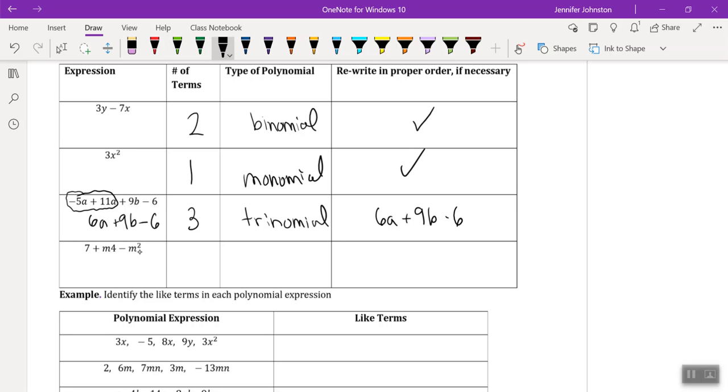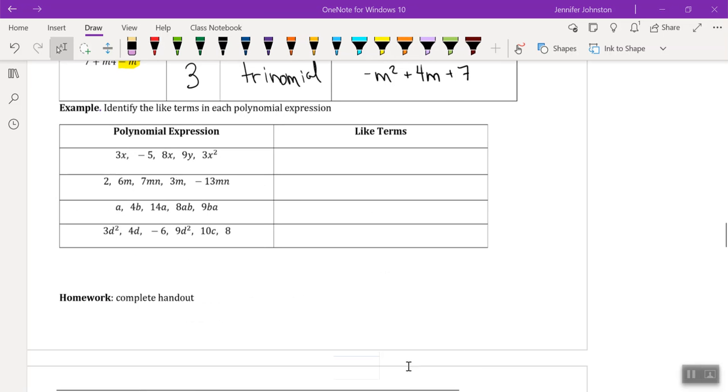Again, here there are no like terms. This is 7 m to the 4. We usually don't write the 4 afterwards, so we're going to rewrite that in proper order. Same with the m squared, that usually comes first. So again, this is 3 terms, a trinomial. There are no like terms, but we don't really write it like that. We like to write it with our square term coming first, then our middle term with just the m, and then lastly the plus 7 being the constant term.